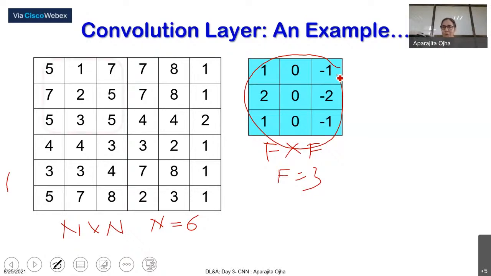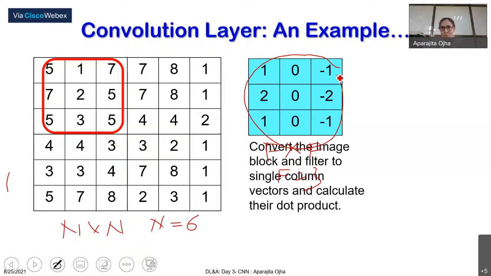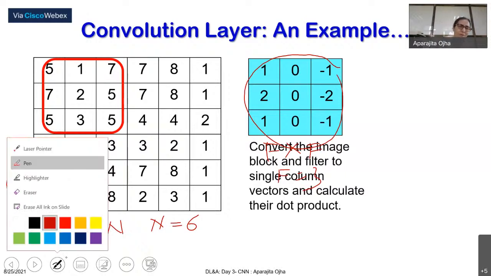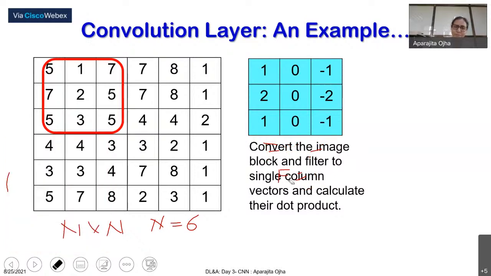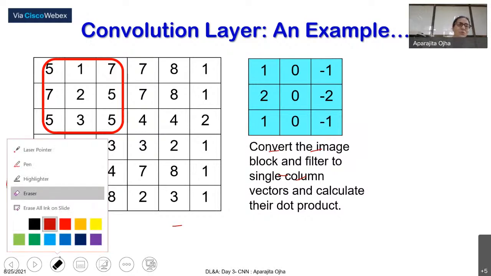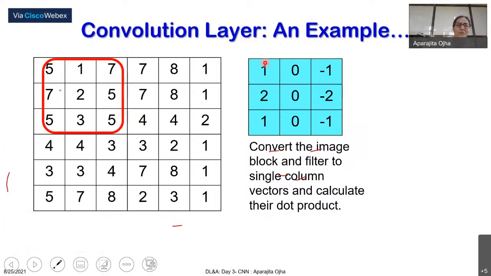Now let us see what we are going to do. I will place this f cross f filter, or 3 cross 3 filter in this case, on this image block containing these 9 inputs 517, 725, 535. When this filter overlaps with that, what happens? We see that the numbers coincide, like this one coincides with 5, 0 coincides with 1, -1 coincides with 7, and so on and so forth.